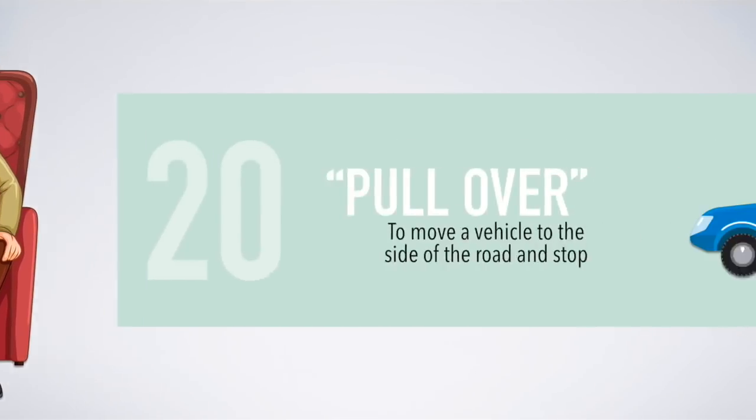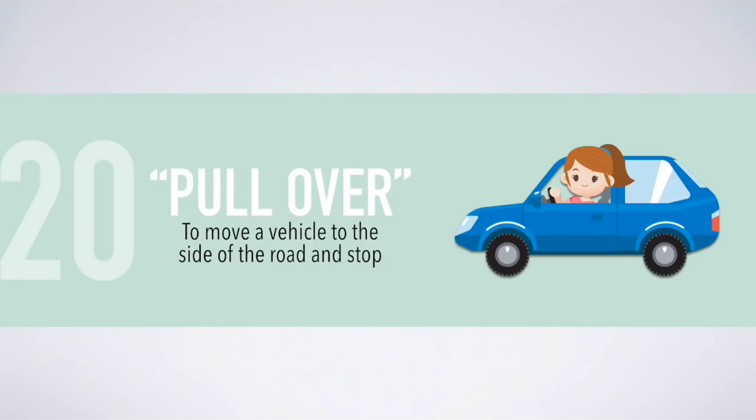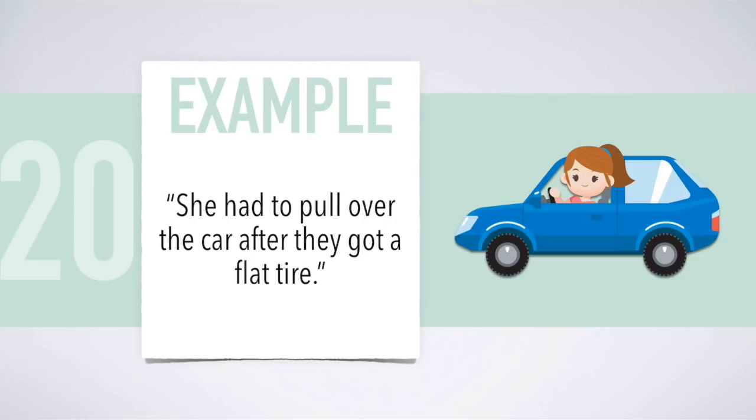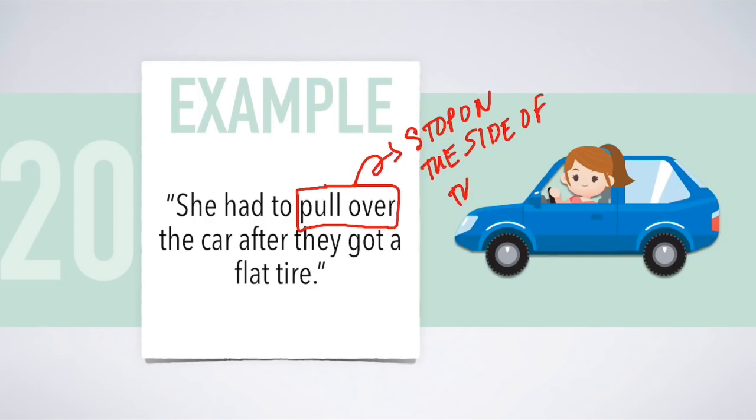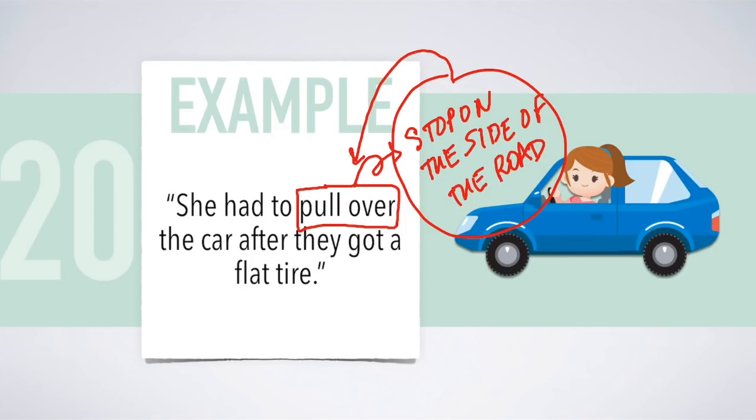All right, number 20, pull over. Pull over. This means to move a vehicle to the side of the road and stop. Here's the example. She had to pull over the car after they got a flat tire. All right, so right here we have pull over. So instead of pull over, you could say she had to stop on the side of the road. Pretty long, huh? So instead of saying this, we use pull over, but they're the same meaning.